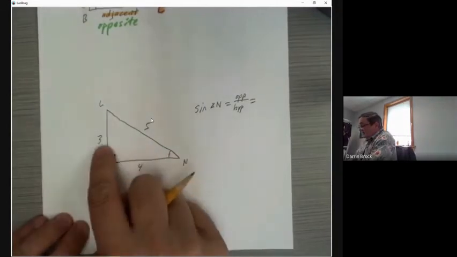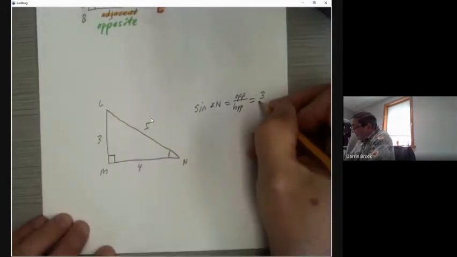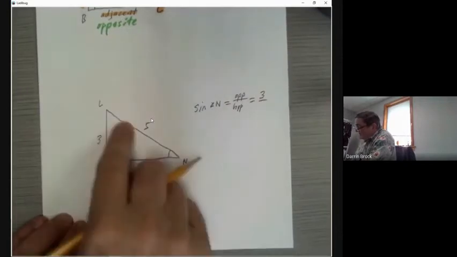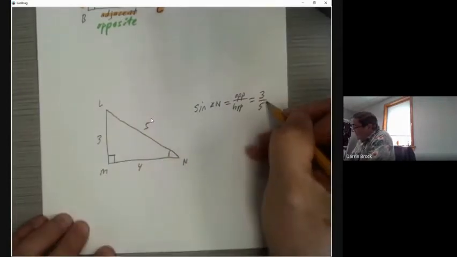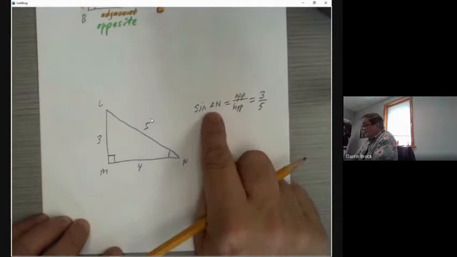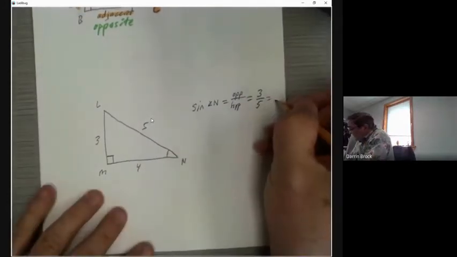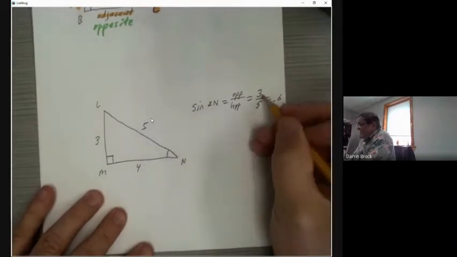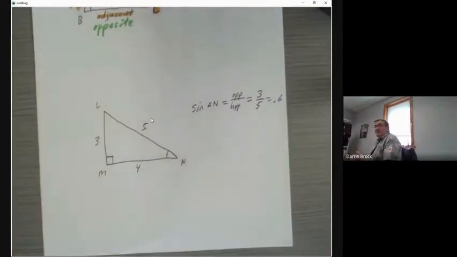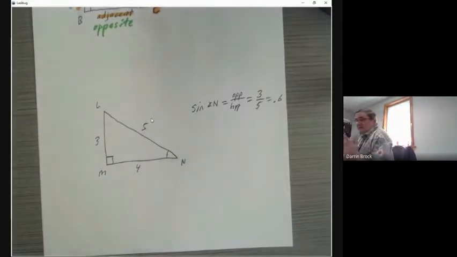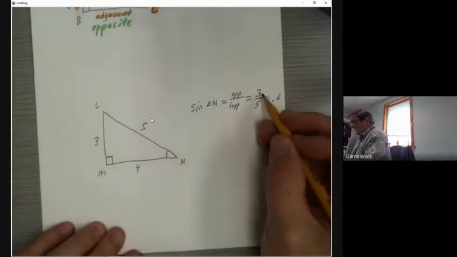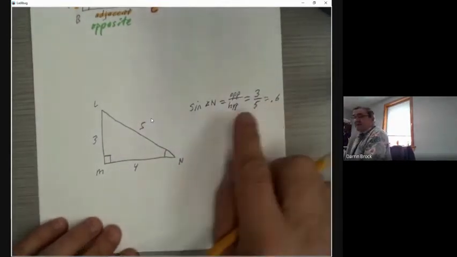Well, opposite over here, it's a 3. And what is the hypotenuse? The hypotenuse is always along the side, 5. So the sine of angle N is 3/5. And if you put that in your calculator, it'll say it's 0.6. But if we're just asking for the sine, in general, we'll put it as a fraction unless we're in Buzz where it's giving us multiple choice in a decimal, then we just convert that to a decimal. 3 divided by 5, 0.6.